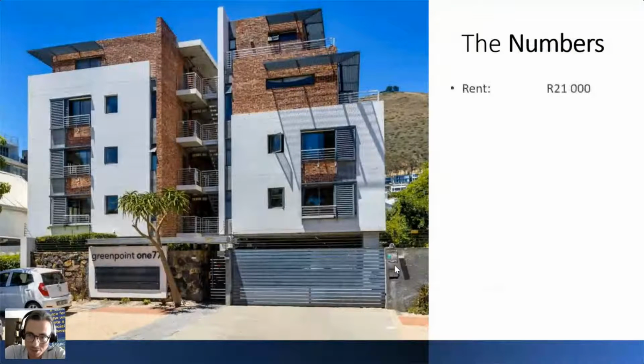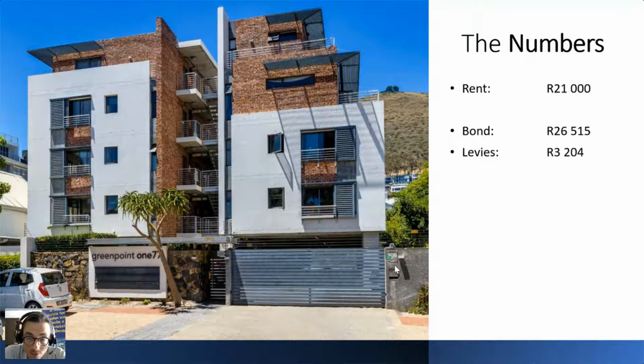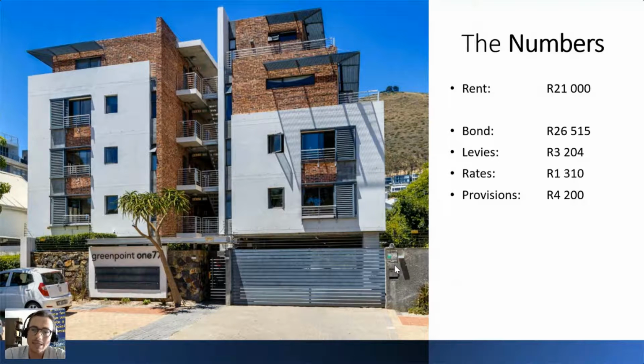So if we break down the numbers, you've got rent, 21,000. You've got a bond, you've got levies, which are enormous, you've got your rates and taxes, you've got provisions, things like maintenance, vacancies, a management agent, those kind of things is what you would include there. I've just put there a 20% provision, so 20% of the rental will go towards vacancies, maintenance, and management. You're left with a negative cash flow of 14,229 Rand. So every month you have to take from your salary or your other incomes to afford this property.